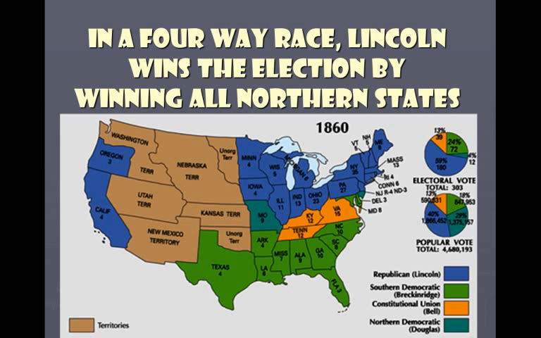Only 40% of Americans voted for Lincoln in the 1860 election. But because the other three candidates split the vote, Lincoln is able to become president. If you look at the map, Lincoln is blue. He wins almost all the northern states. Every state that didn't allow slavery voted for Lincoln. But all the other states were divided amongst the various candidates. And that meant that Lincoln would become president in a very divided election.